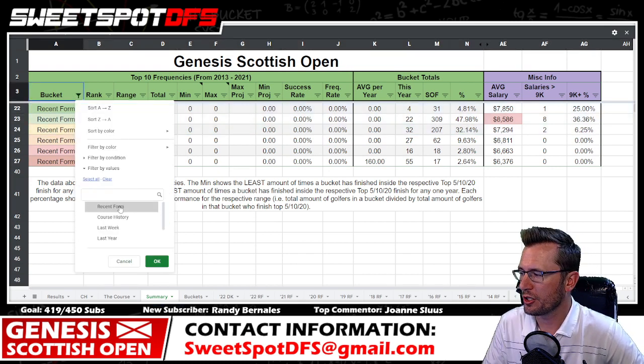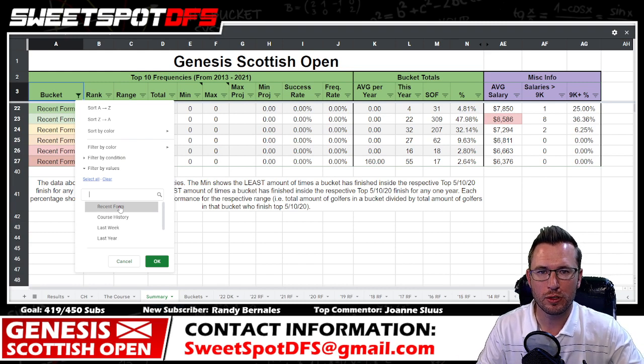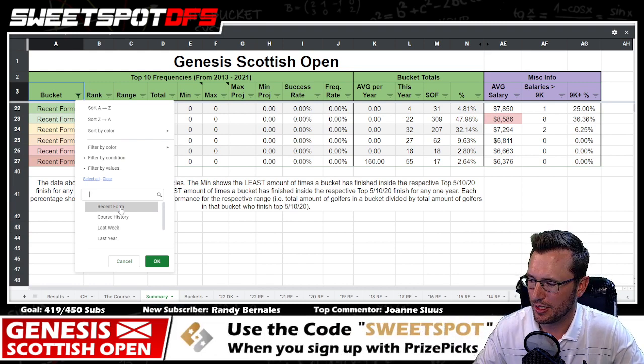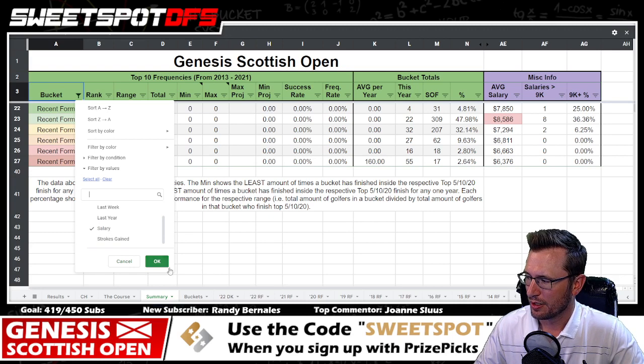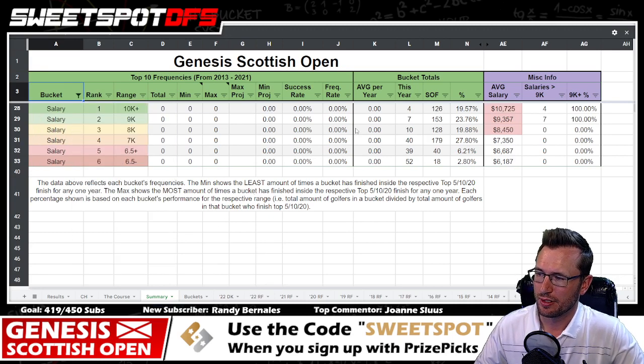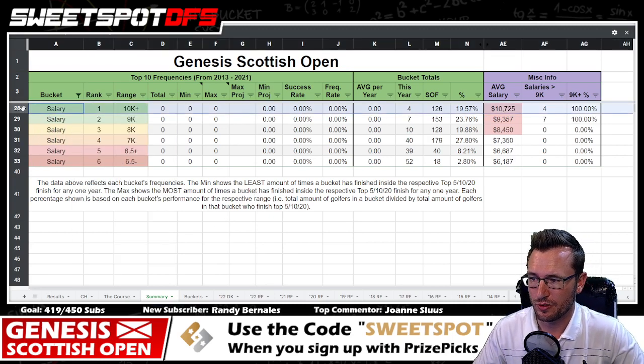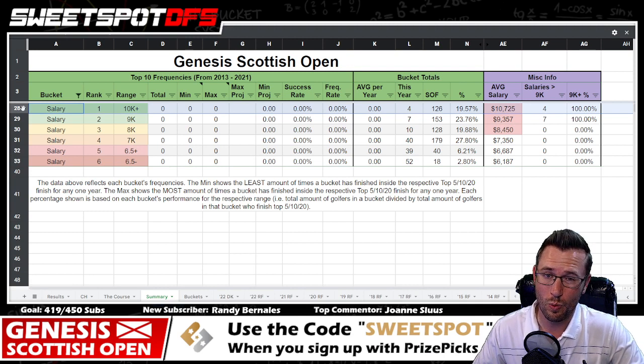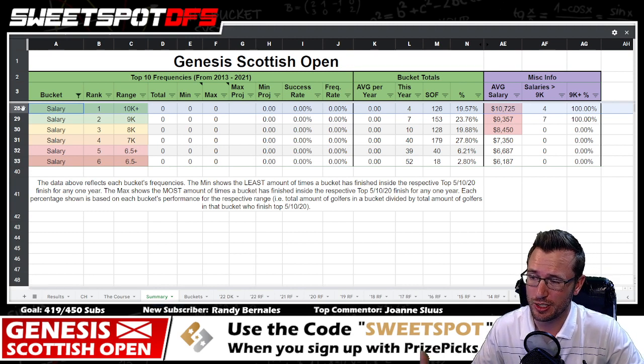Now, those are the core 4 of the buckets. Going into salaries, we have 4 10K golfers. Quite honestly, you want 1 to 3. That usually is the same every single week. Actually, I should say 1 to 3. I'd say 0 to 2.